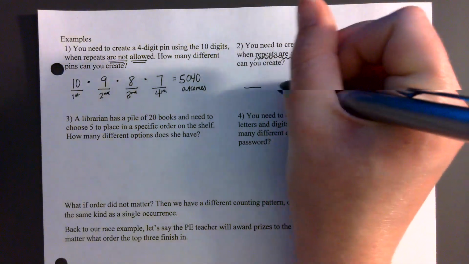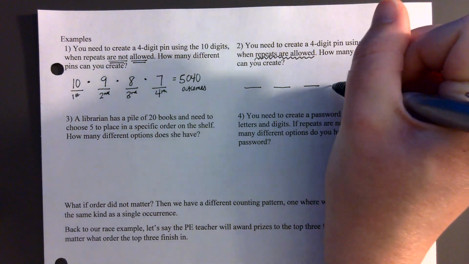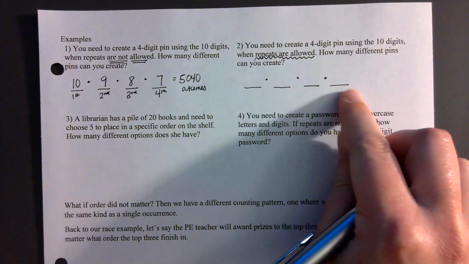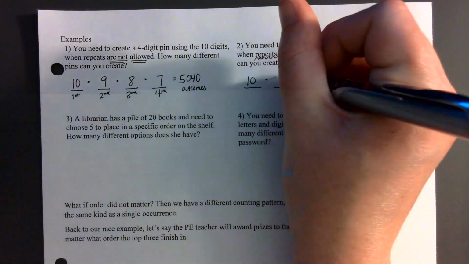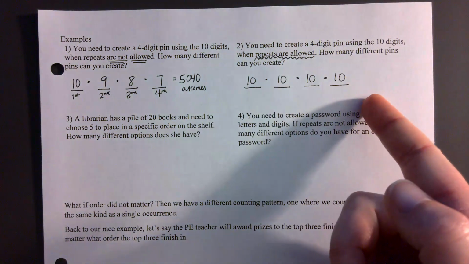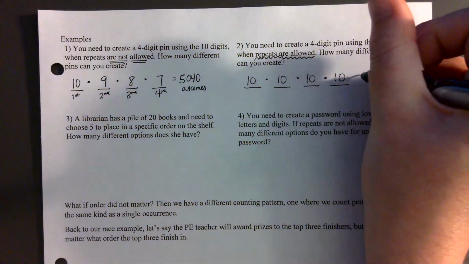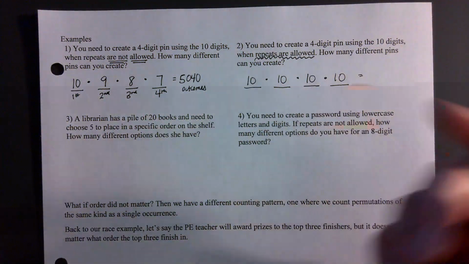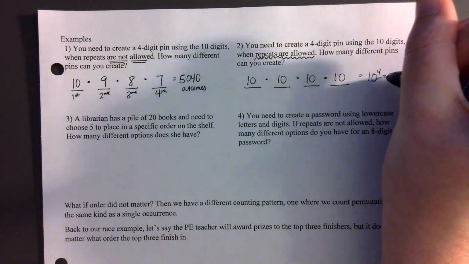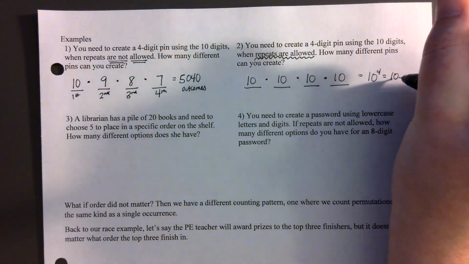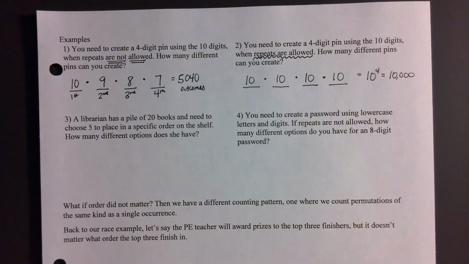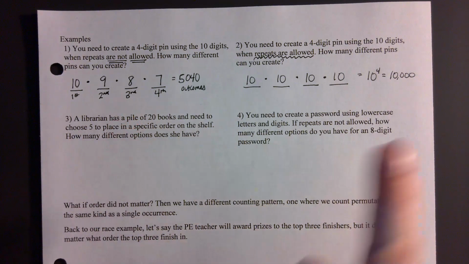So if I have 4 different pin numbers, I would have 10 digits here times 10 digits allowed here times 10 times 10, because I can repeat them. This is the counting principle. Permutations, counting principle. 10 times 10 times 10 times 10, or I take 10 to the 4th, and I have 10,000 opportunities. Less here, no repeats, repeats.